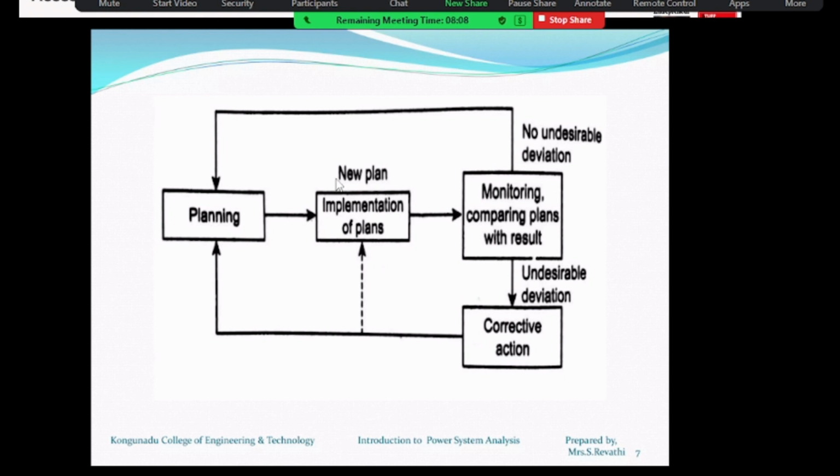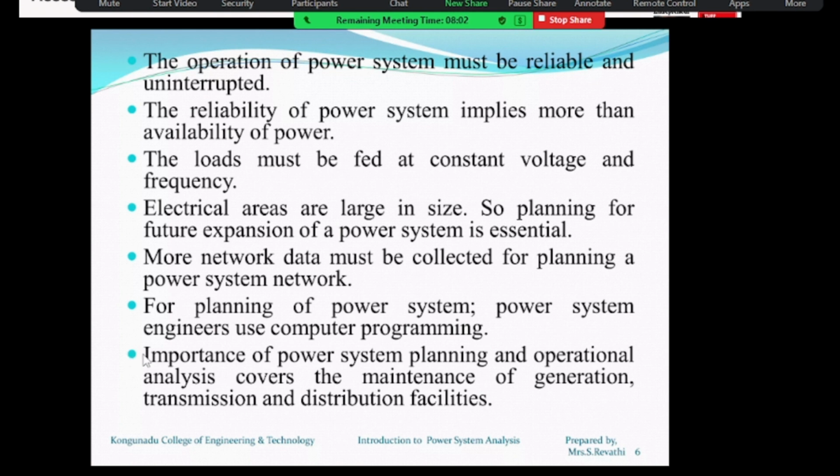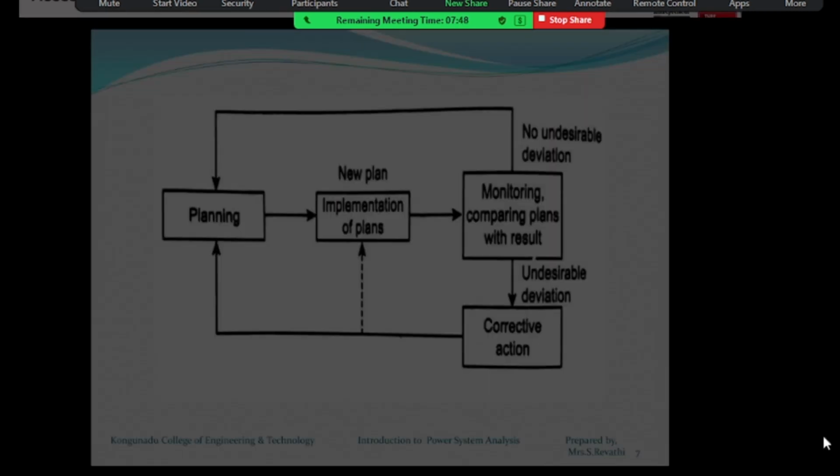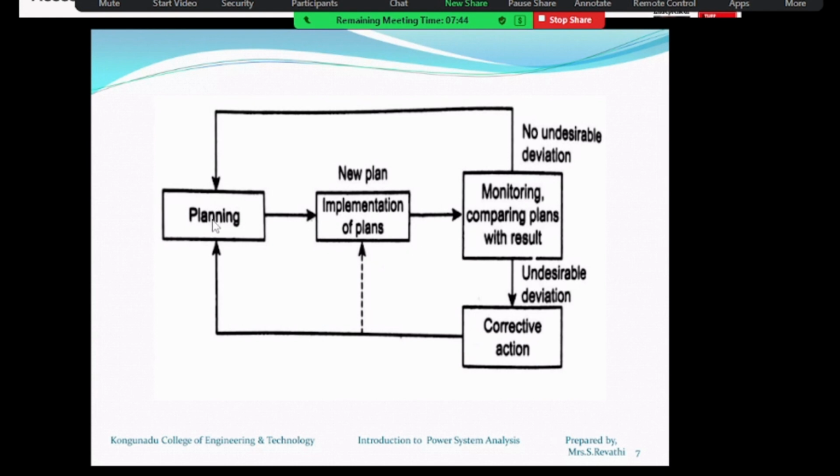So this is the diagram. It's very explainable. This diagram explains the last point: the importance of power system planning and operational analysis covers the maintenance of generation, transmission and distribution. When we are setting up the grid station or power generation station, we first of all do the planning. Then we monitor and compare the plans with the results. So we see what we had planned and how we are getting the results.